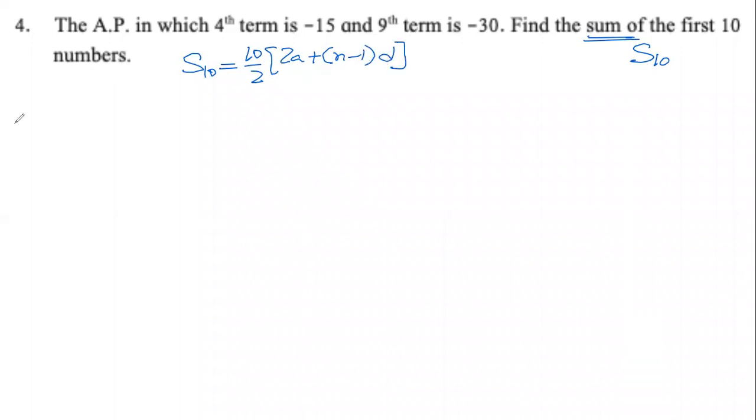We revised this formula today also. Told you this will be required, these things will be required. This we have to find. See, 10 by 2 is 5, that is fine, but we don't know A, we don't know D. We know n is 10. We need to know A and D. That A and D we can find by using this information.